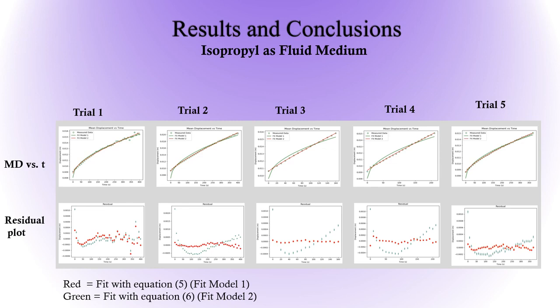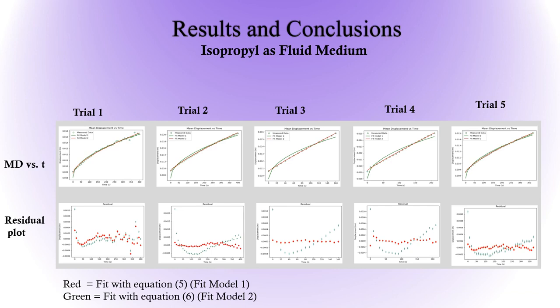The experimental data is plotted as green points, while fit model 1 is represented by the green line and fit model 2 is shown as a red line. These plots follow similar trends as the trials with water, except some of these graphs, for instance trials 2, 3, and 4, are shown to be even more linear than the graphs for the water trials.